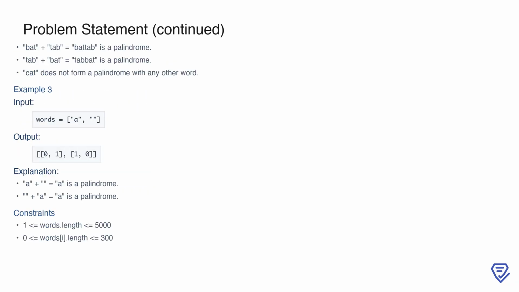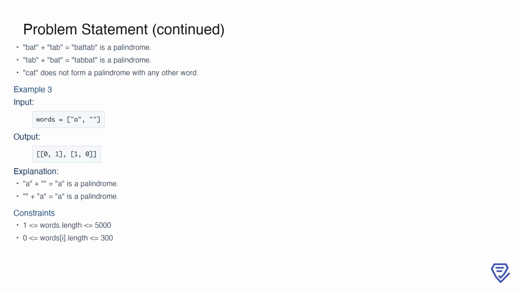In the second example, the input list is bat, tab, cat. The output is [0,1], [1,0]. This is because concatenating bat and tab gives battab, which is a palindrome, and reversing the order, tab and bat, results in tabbat, another palindrome. However, cat does not form a palindrome with any other word in the list, so it does not contribute to the output. In the third example, the input list is the empty string and a.